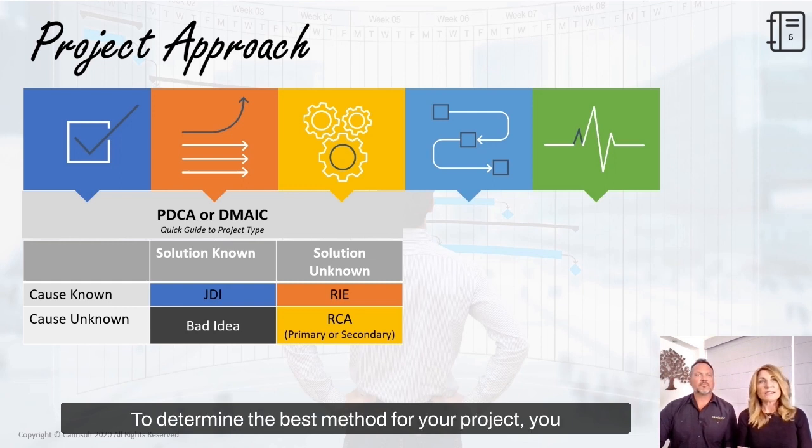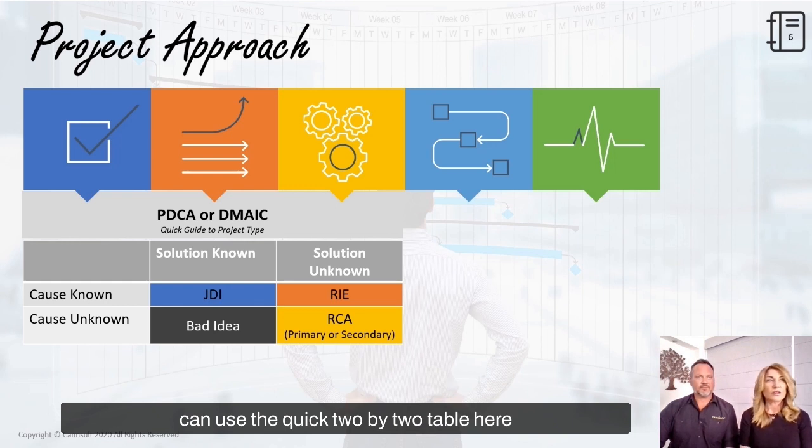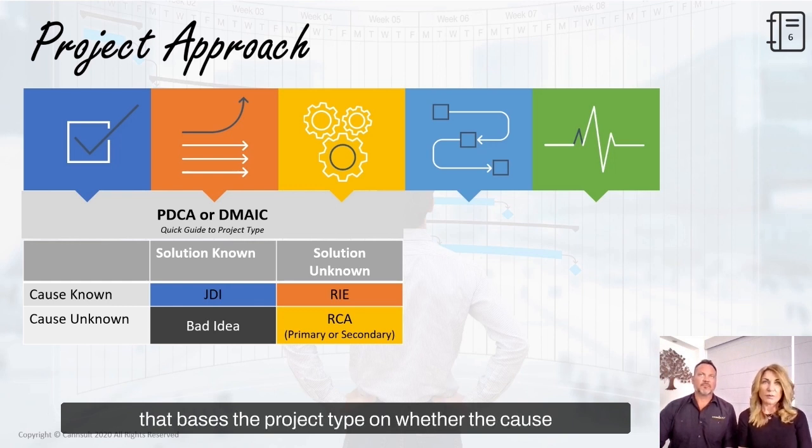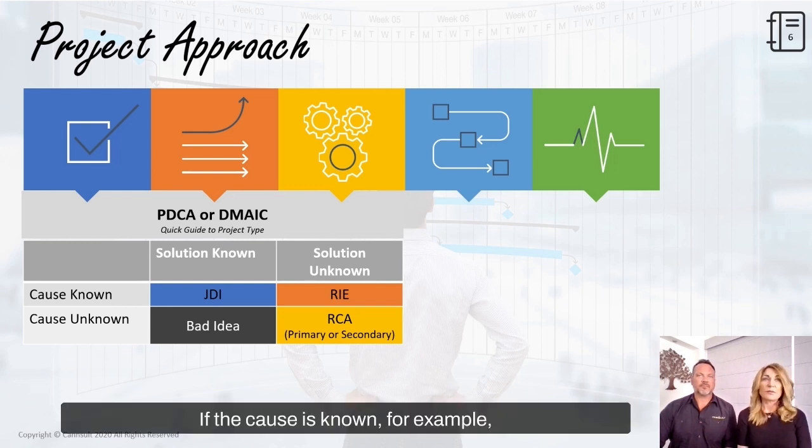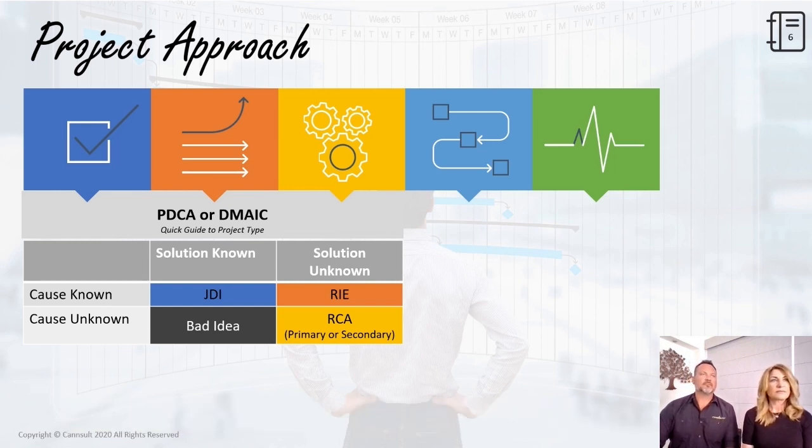To determine the best method for your project, you can use the quick 2x2 table here that bases the project type on whether the cause and solution are known or unknown. If the cause is known, for example, documents are not printing, the printer is broken, and the solution is known, for example, install a new printer. That's a just do it project.